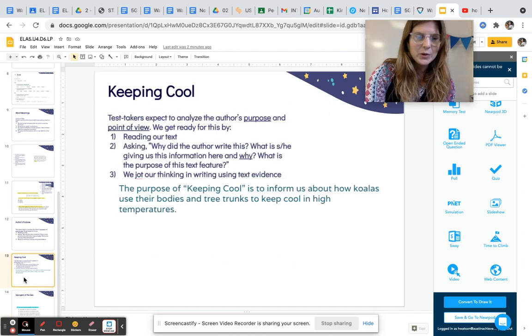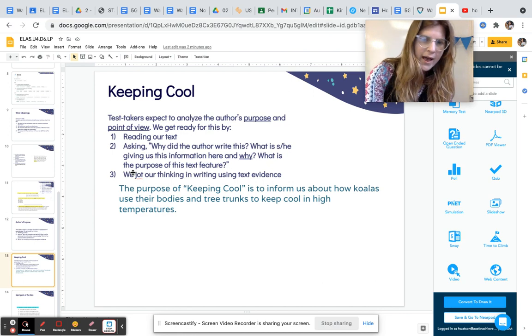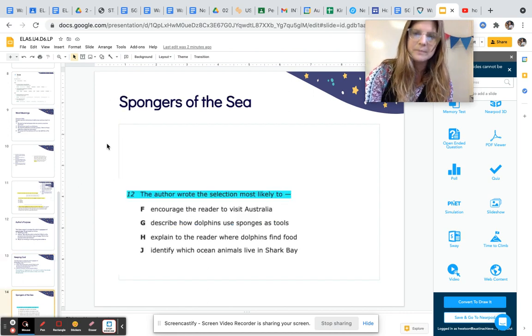We want to now look at the steps, right? So we want to first read our text, which we should have done, and then we want to ask, why did the author write this, and why is he or she giving us this information here, and what's the purpose of this text feature?